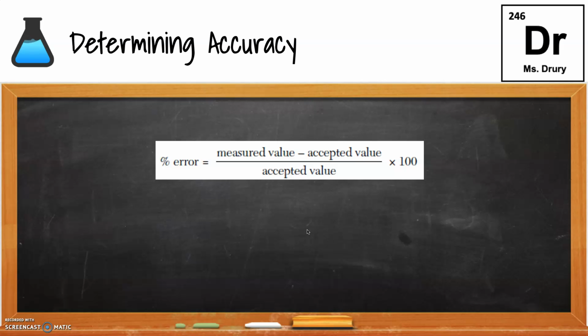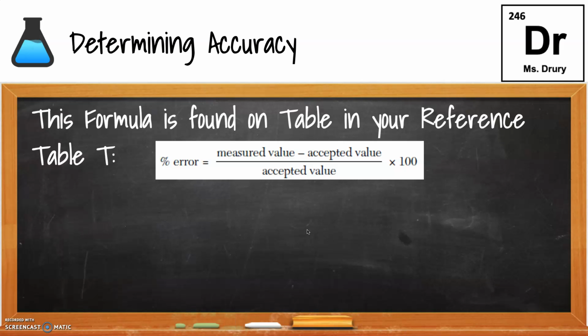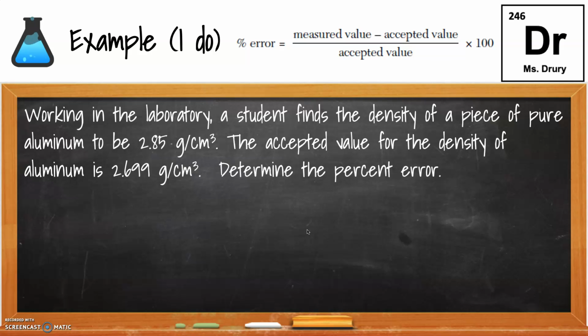The way I consider this in an analogy is when you do your top 20s and you want to figure out what your percent score is, you do your accepted value in the bottom, right? 18 out of accepted 20, right? So the number that you should get has to go onto the denominator, right? So this is on Table T of your reference table. Please take a look. So let's try an example.